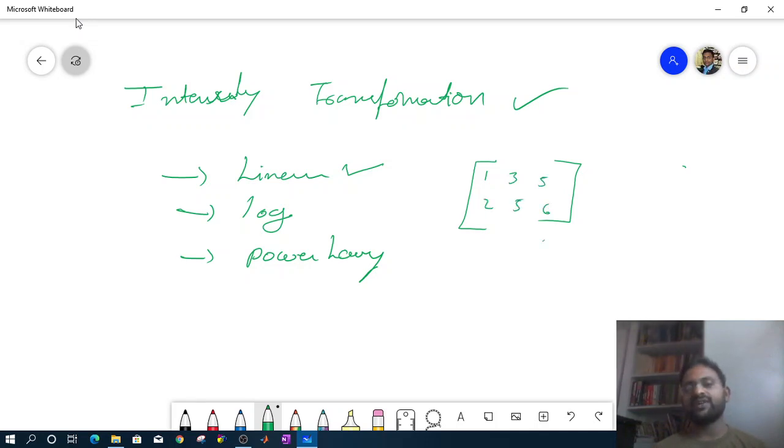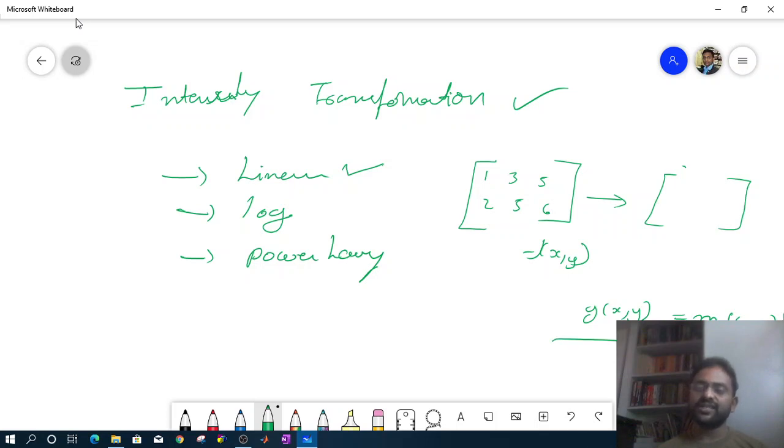For example, this f of x comma y is the original image, and the final matrix could be something. It may depend on pixel to pixel, so let us establish a relation. The final image g of x comma y is equal to some factor, like m into f of x comma y.